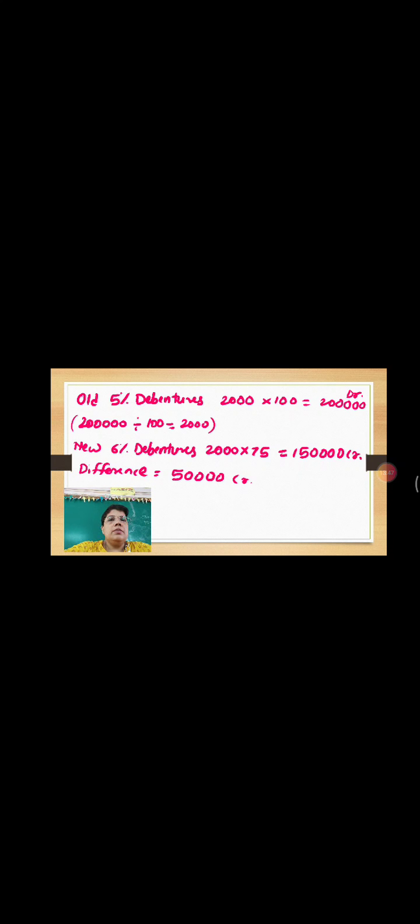Now the next adjustment is of debentures. Old debentures are 5% debentures. So 2,000 debentures of rupees 100. How do we find out 2,000 debentures? Because 2 lakh is given in the balance sheet, and one debenture is of 100 rupees. So 2 lakh divided by 100, that is 2,000, right?